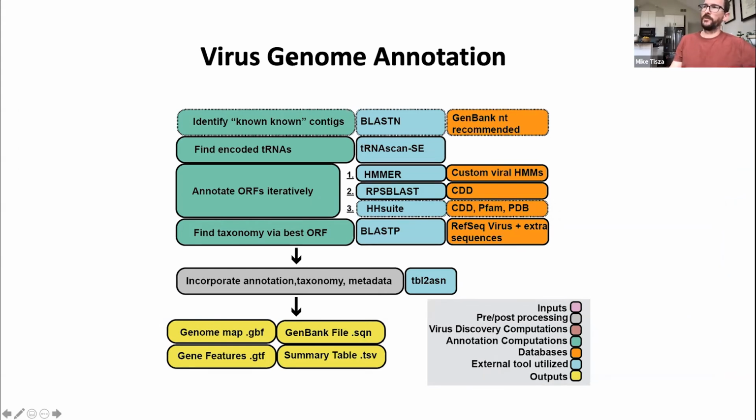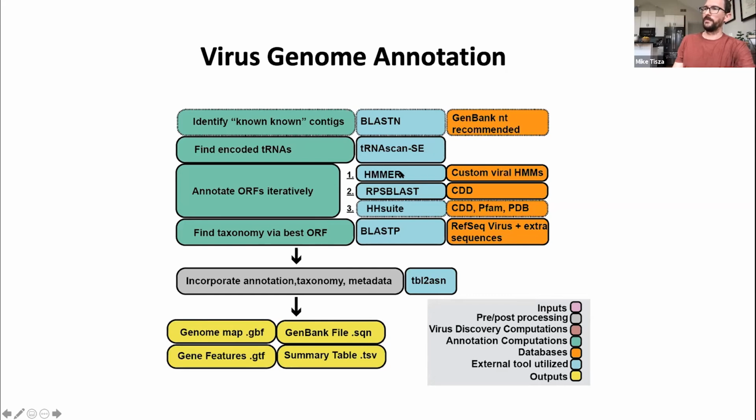So after the virus prediction occurs, that contig gets fed into the annotation part of the pipeline. If you want to, you can use BLASTN to find if that contig is very closely related to some phage or bacterial chromosome in GenBank, so that you know maybe you're finding a new strain of a previously identified virus. It identifies tRNAs, and then it does a threefold iterative annotation for all the open reading frames.